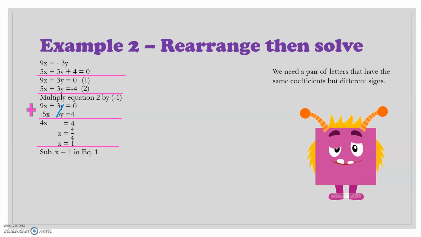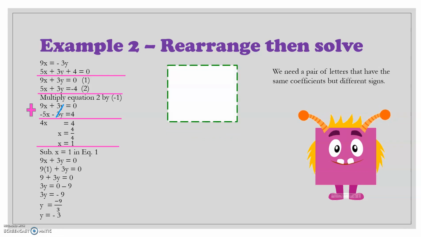Now I'm going to substitute x is equal to 1 in equation 1. So 9x plus 3y is equal to 0. 9 times 1 plus 3y is equal to 0, which means 9 plus 3y is equal to 0. 3y is equal to 0 minus 9. 3y is equal to negative 9. y is equal to negative 9 divided by 3. y is equal to negative 3. So now I have two answers. x is equal to 1. y is equal to negative 3.